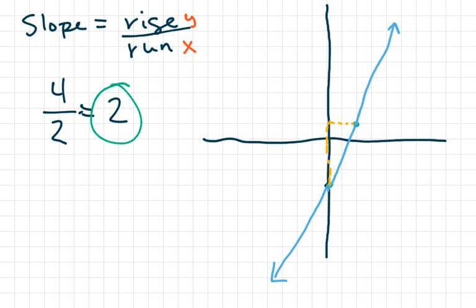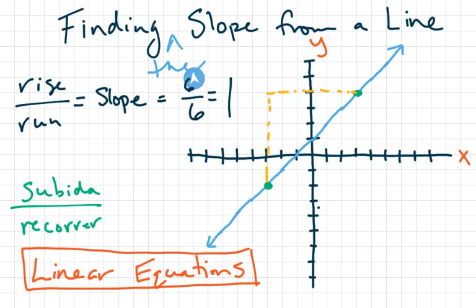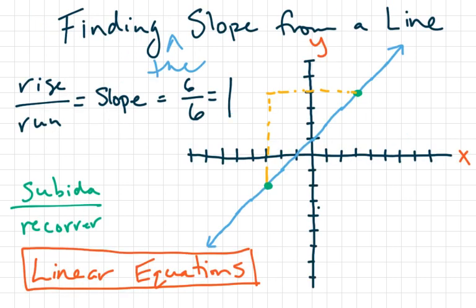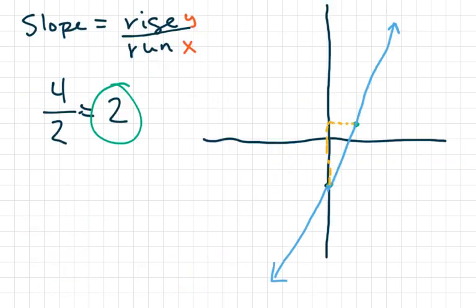Now, in this case we had a positive number and a positive number, and our answer was positive, and here our answer was positive. Not all slopes are positive. Let me show you a negative slope.